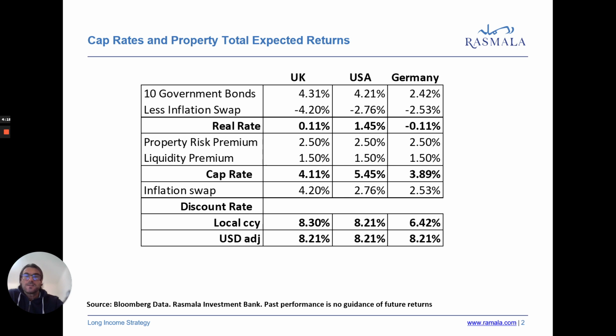Okay, so what really has to be added to the real yield to determine the cap rate is the property risk premium, which typically varies between 2 and 3%. I've used just a mid-range here of 2.5%, and the liquidity premium of 1 to 2%. So typically that is the range where this liquidity premium is. And this is how, by adding the real rate, risk premium, and liquidity premium, we obtain the cap rate.